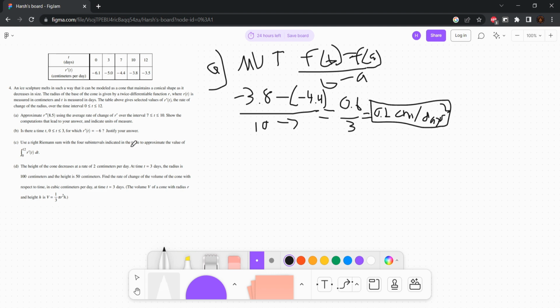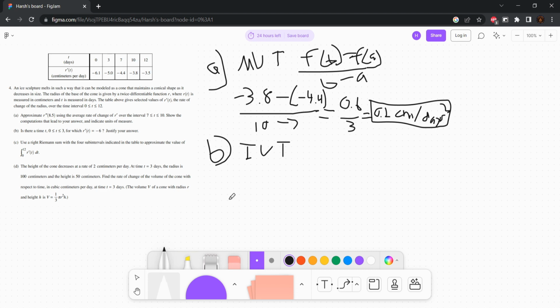Now, that's A. Now let's move on to B. B asks, is there a time t in between 0 and 3 where the derivative of r is equal to negative 6? Justify your answer. So for this, we can use IVT, also known as the intermediate value theorem. We can use IVT since r of t is differentiable and therefore continuous, which allows us to use it.